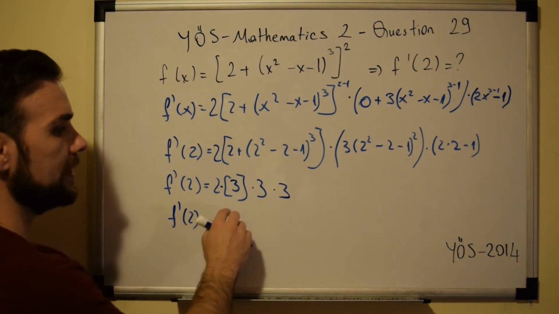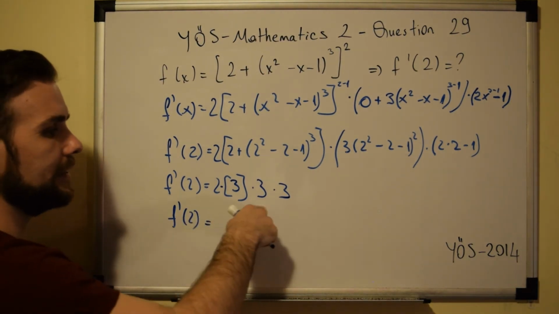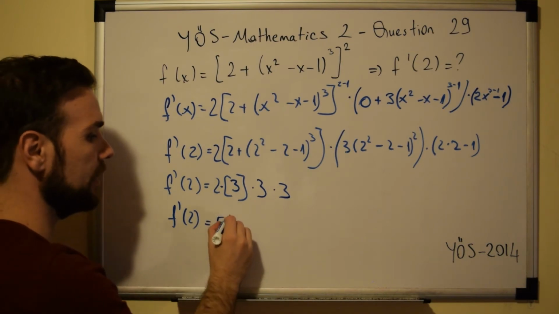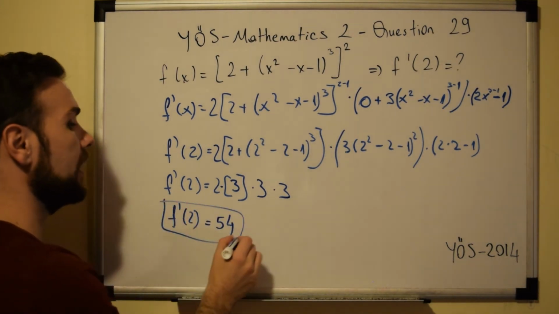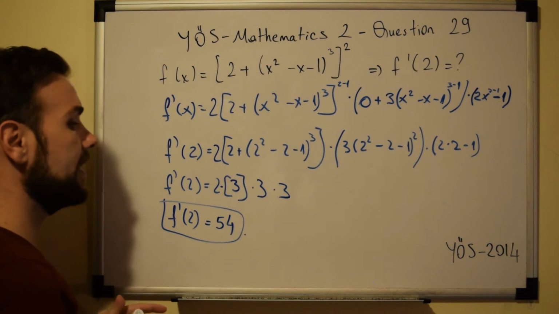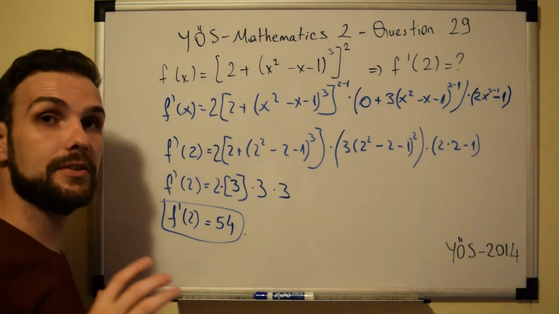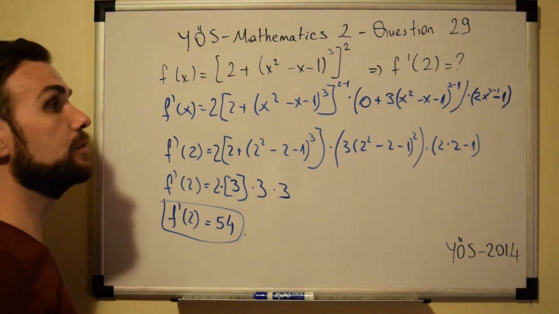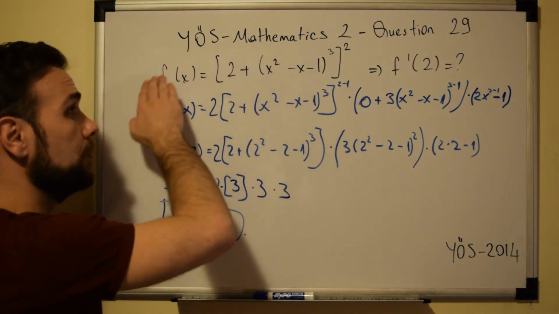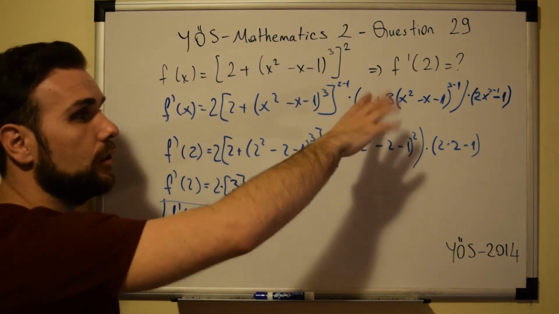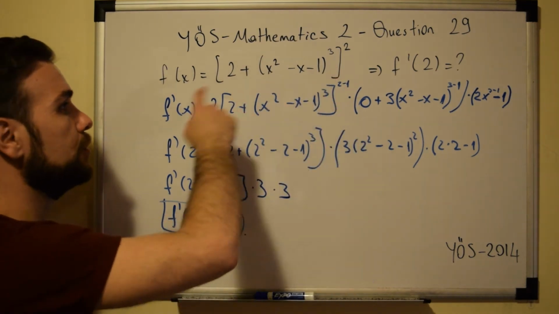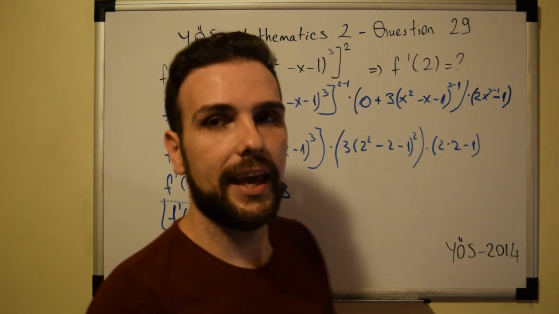equal to 2 times 3 is 6, 6 times 3 is 18, 18 times 3 is 54. So the final answer and the correct answer for this question is 54. So this is the process you need to follow to get to the right answer. First we found the derivative of f(x), and after that all we did was substitute 2 for x, and that's it.